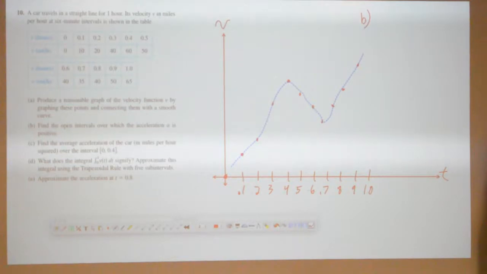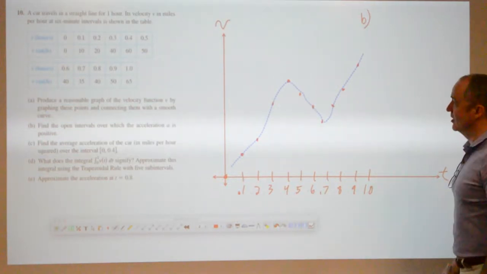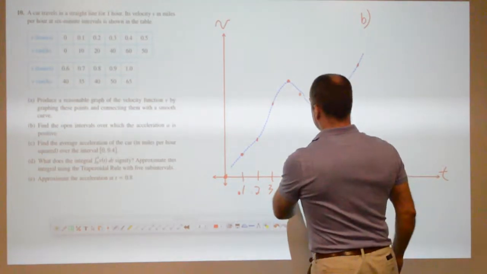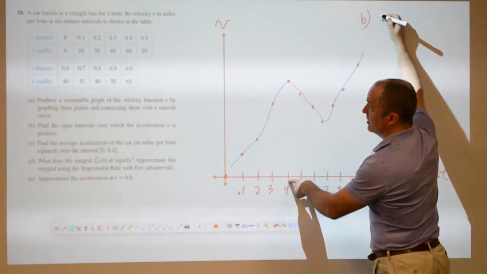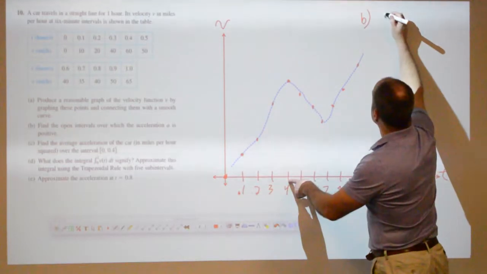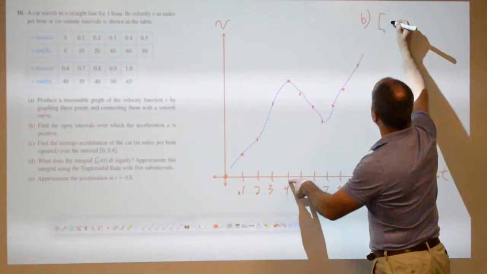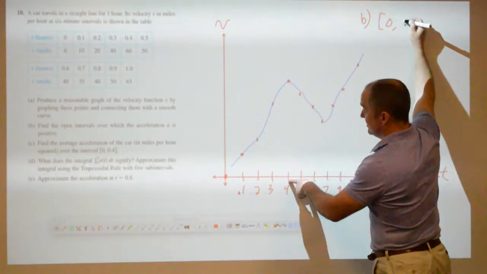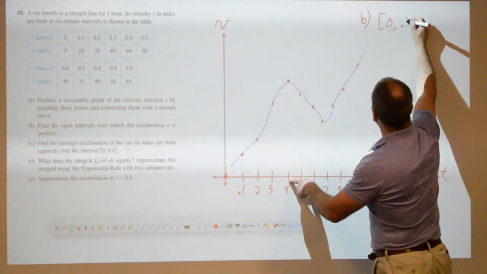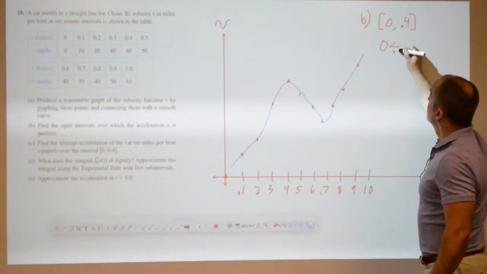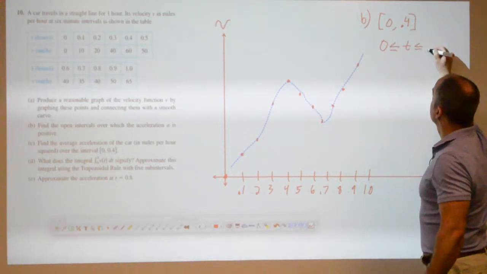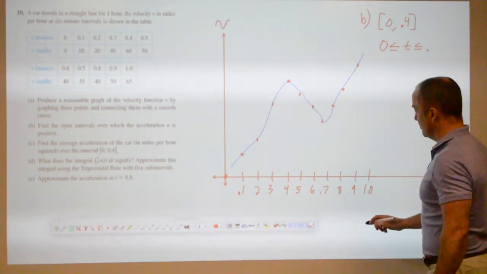When the slope is positive. When the slope is positive. Very good. So the acceleration is positive. Now, for our notation, I'm going to say bracket 0, 0.4. I could also say 0 to t. Actually, should I include 0.4?